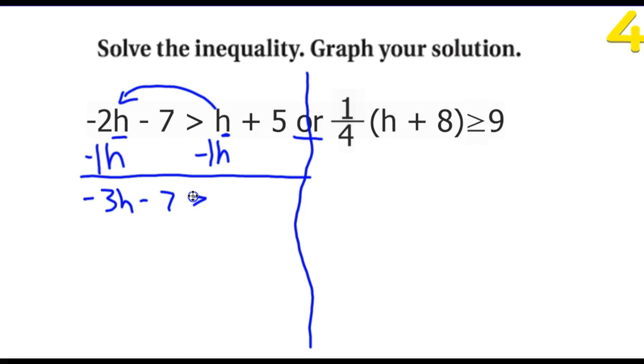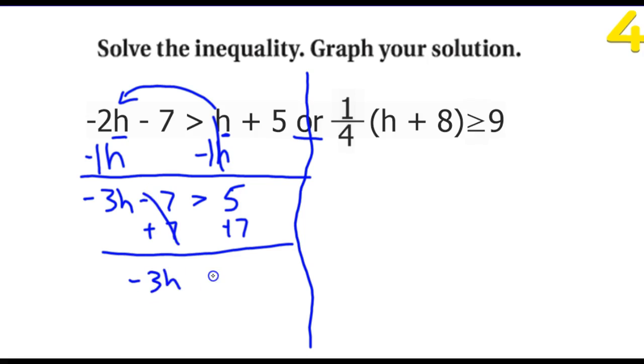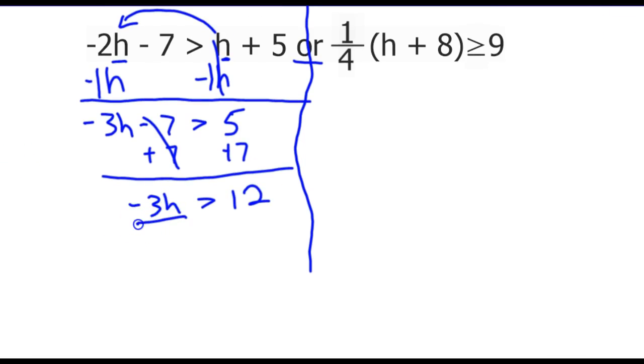Minus 7 is greater than 5. Add 7. Now we get negative 3h is greater than 12. Last thing, divide by negative 3. Now we divided by a negative number. Remember that when we divide by a negative number, we have to flip our sign. So now h is less than negative 4.